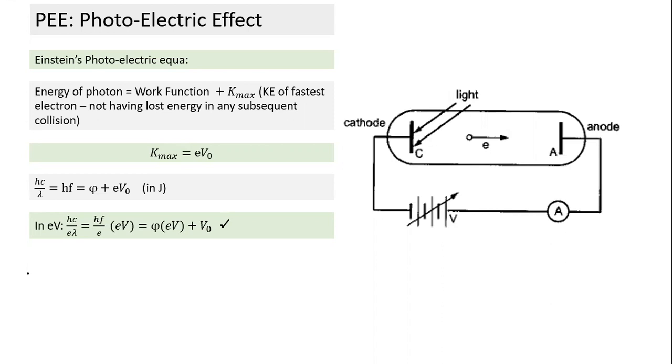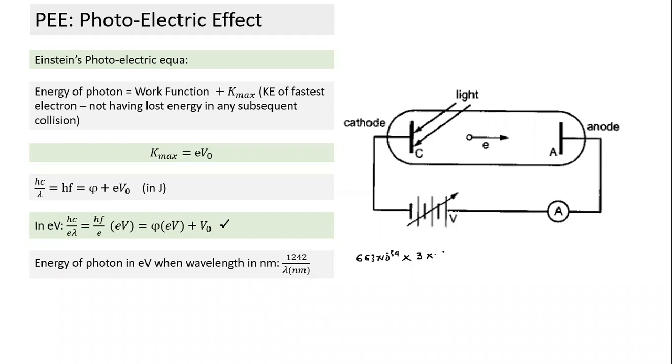Numericals related to the topic of photoelectric effect are based on the Einstein equation, which is a fairly simple equation to use. So how would I calculate the energy of a photon in electron volts? There's a simplification. I would calculate 6.63 into 10 to the power minus 34, and if the wavelength is given, then into 3 into 10 to the power 8.